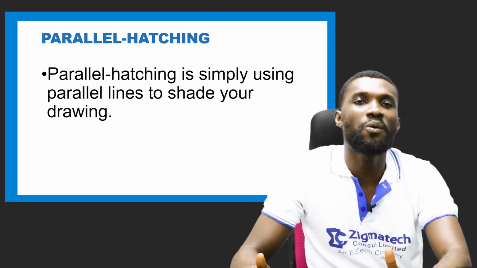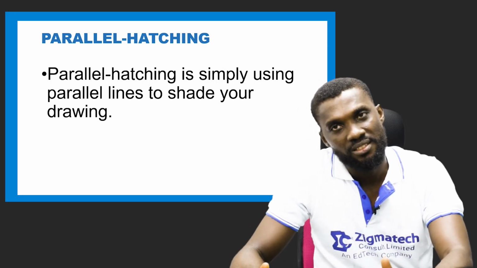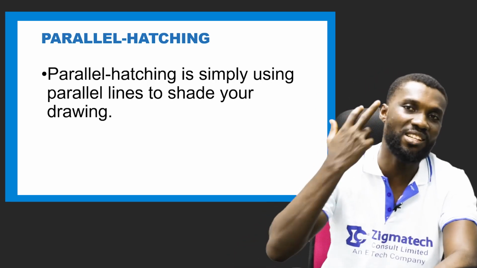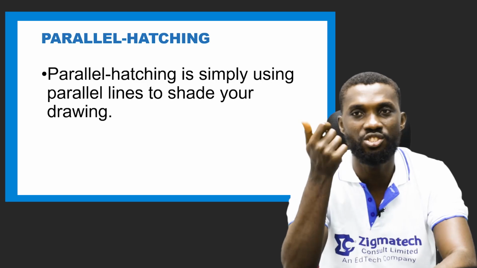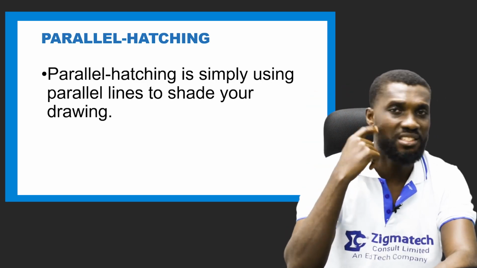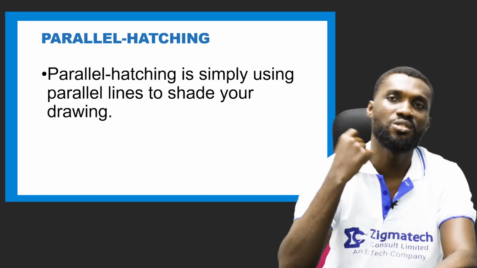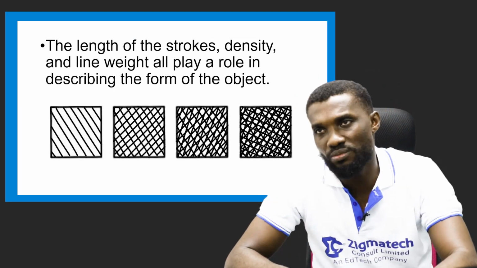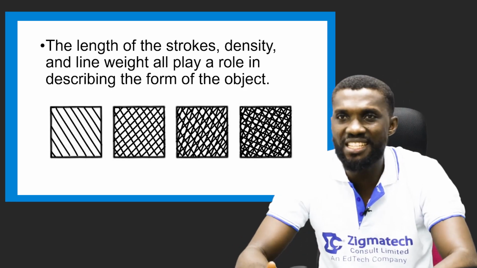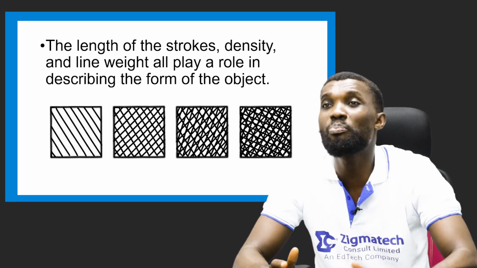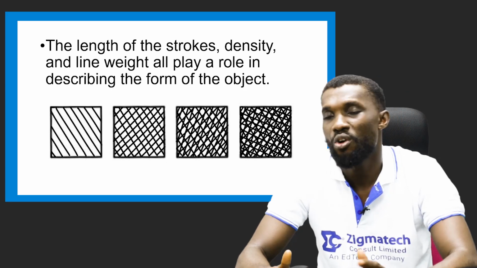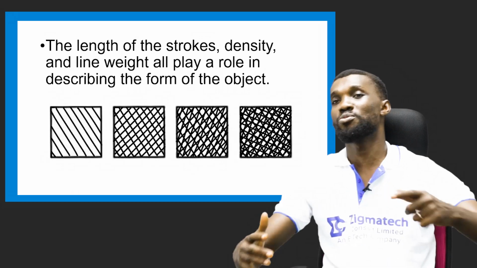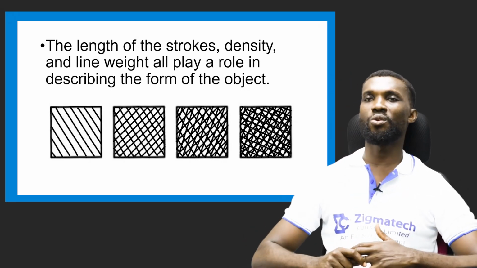Now remember, it's under hatching. It is the use of parallel lines to shade your drawing. The head of the drawing that the artist drew, where he uses parallel lines, is a perfect example of what parallel hatching is. All right. The length of the stroke, density, and the line weight all play a role in describing the form of the object. They all come together to play a role in how the work will look.